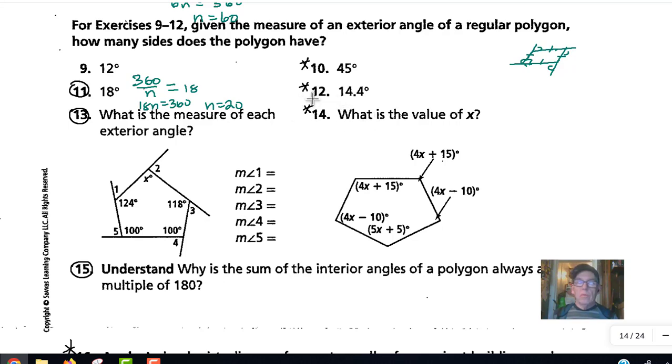Okay, so that's up through number 12. Let's look at number 13. So for 13, what's the measure of each exterior? Number 13.